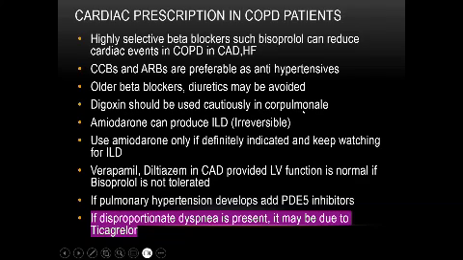Digoxin in a COPD should be used very cautiously, because of the risk of digoxin-induced toxicity. And with long-term amiodarone, please remember, when the patient is on long-term amiodarone, always check the pulmonary status, because it can produce irreversible interstitial lung fibrosis. So use amiodarone only if definitely indicated, and keep watching for ILD when there is an associated lung disease.